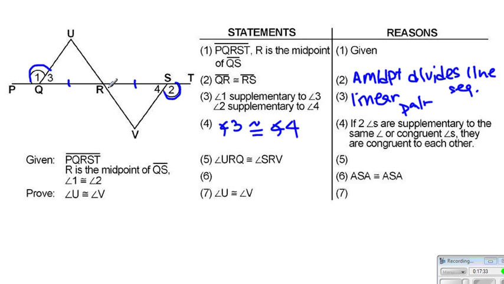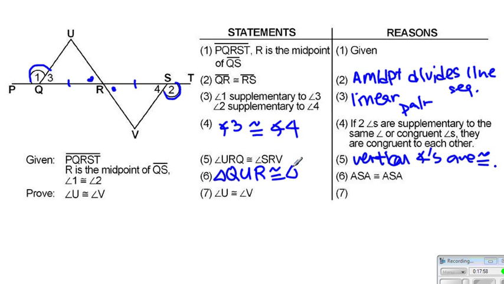URQ. This angle then must be equal to this angle. Why? Because vertical angles are congruent. Now, those two triangles are congruent by angle side angle, so we have triangle QUR must be congruent to triangle SVR. And then those two parts are equal to each other by CPCTC. Alright, so this is the second part of the homework. Have a nice day. I'll see you guys later.